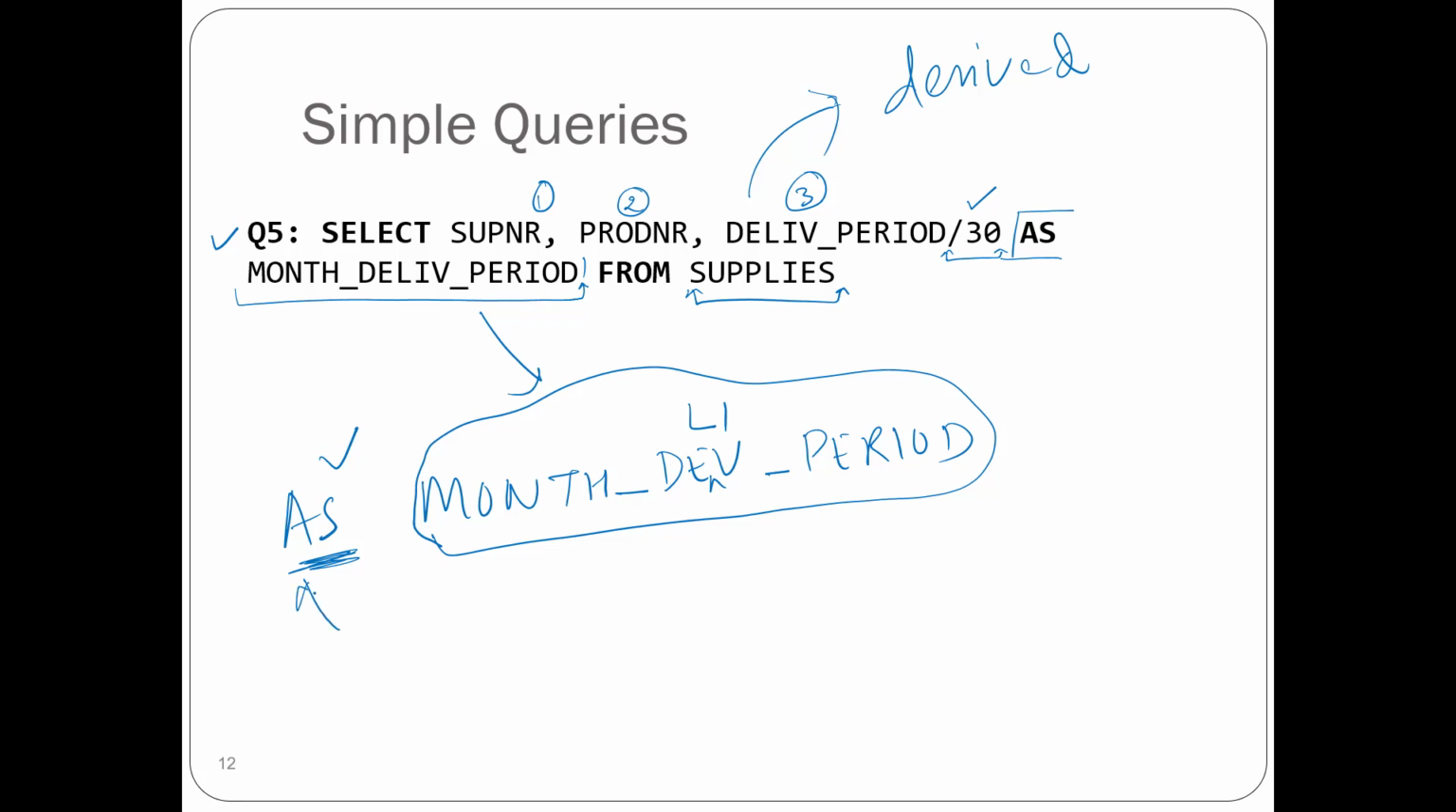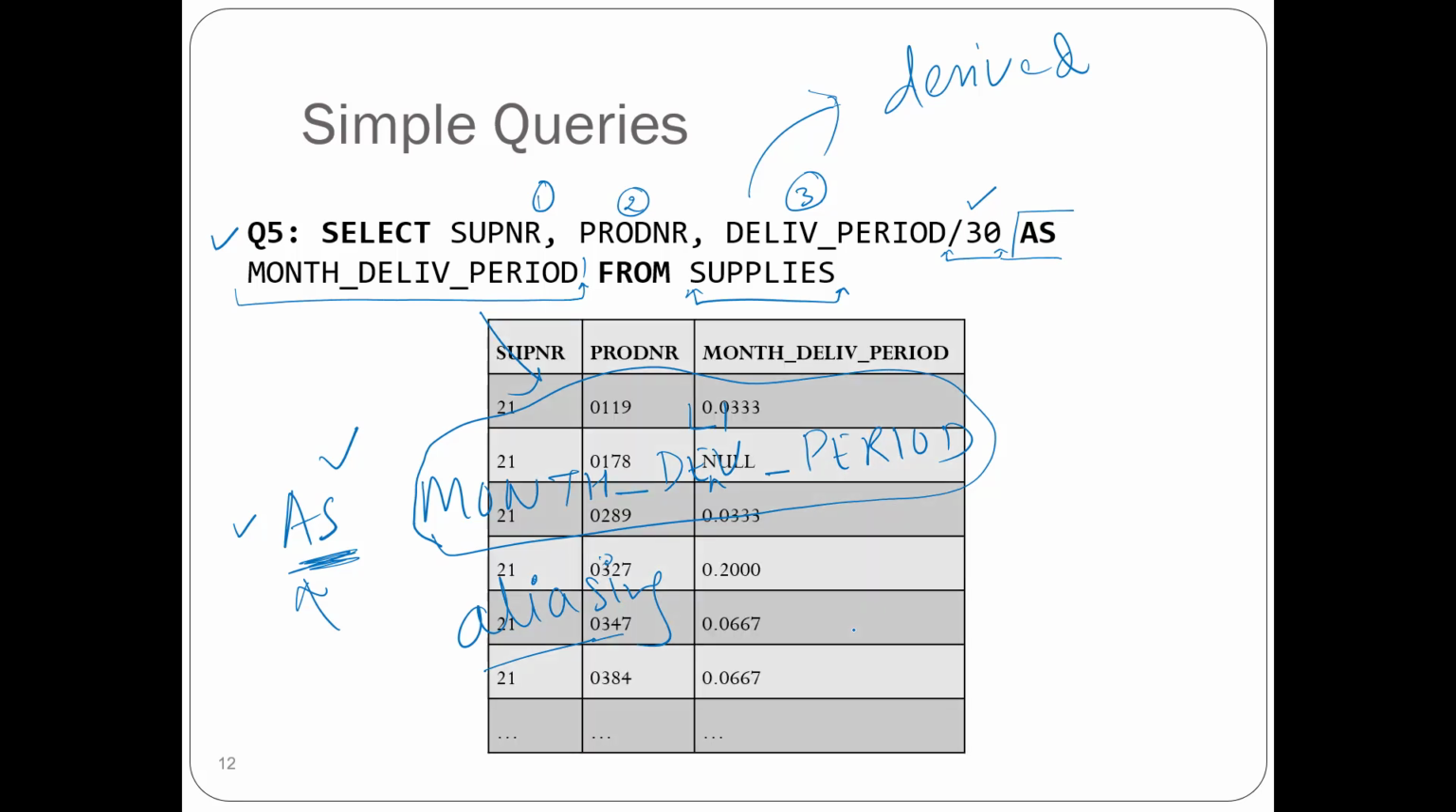So the role of the keyword AS is giving a name to a result, and this is sometimes called aliasing. Aliasing means giving a new name. It's very common. Very soon you will see that we will use the keyword AS more often, because we would need to rename tables as well. Good, fine. Let's keep moving.